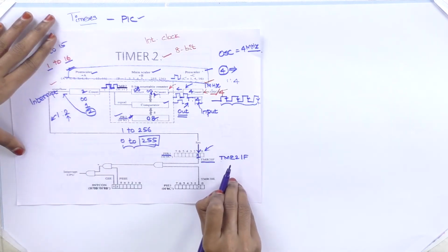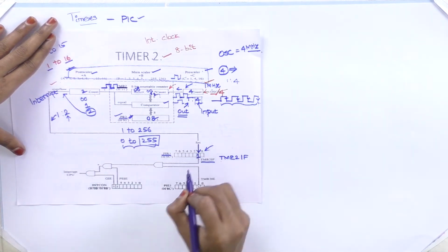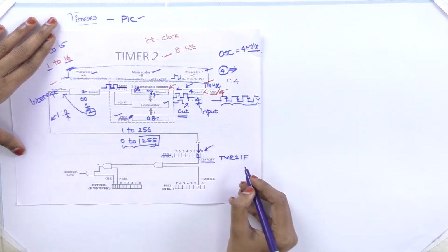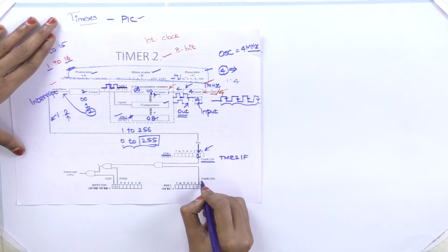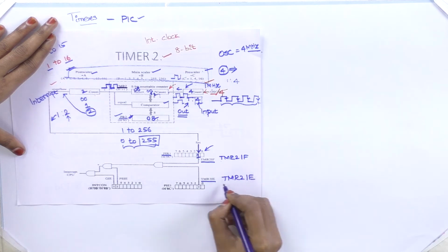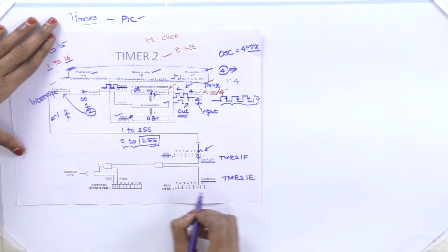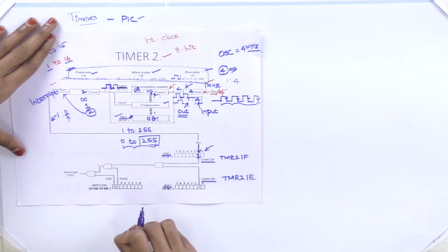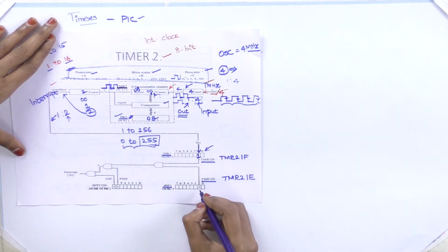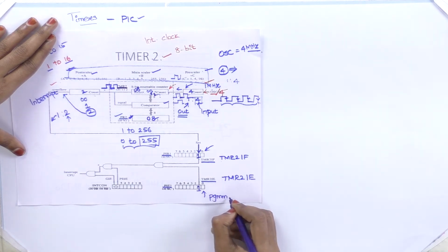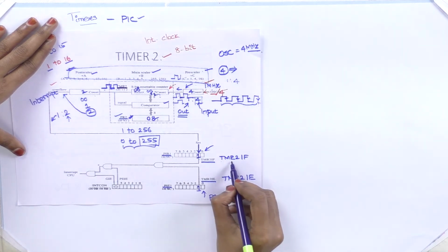So if the controller wants to recognize this interrupt, its particular interrupt enable bit should be made 1. That enable bit is TMR2IE, the timer 2 interrupt enable bit. This is in the PIE register, peripheral interrupt enable register. In this, bit number 1 should be made 1 by the programmer. So this should be done by the programmer. We should enable it so that this interrupt will be recognized.